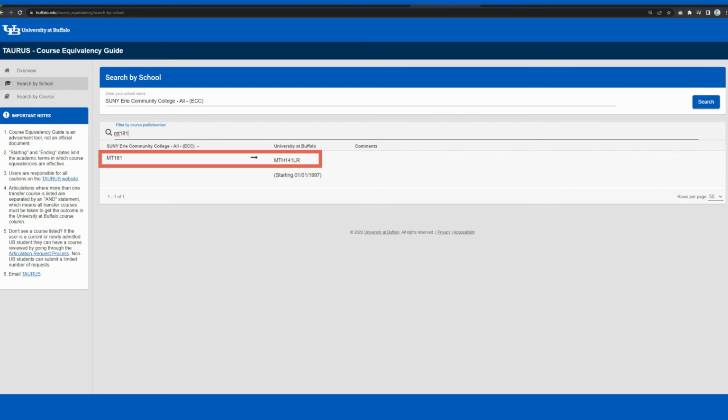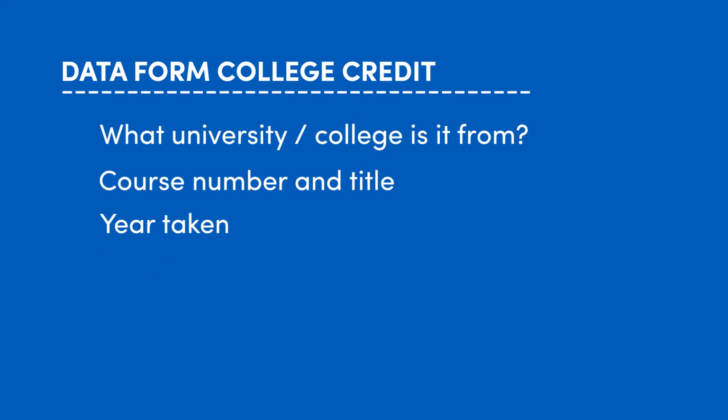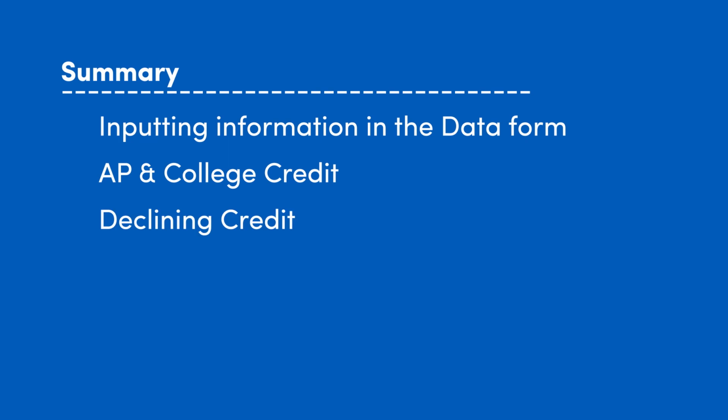When you complete the orientation data form, it is important to provide the information requested, including the college or university granting credit, their course number and title, year taken, and grade if already known. This will prevent you from being enrolled in classes you don't need to take because of college credit you will already have. So in this video, we discussed the importance of inputting information for the orientation data form, AP credit, and college class credit, and considering the possibility of declining AP credit.